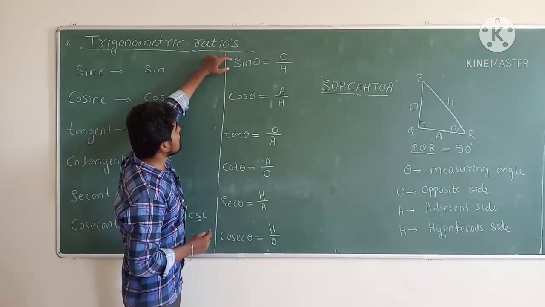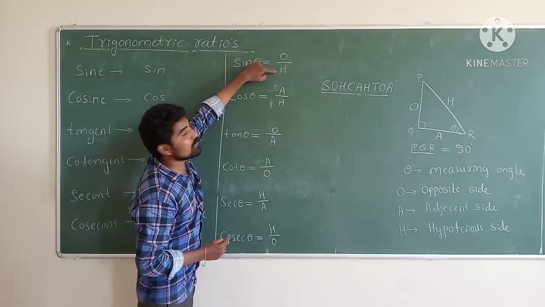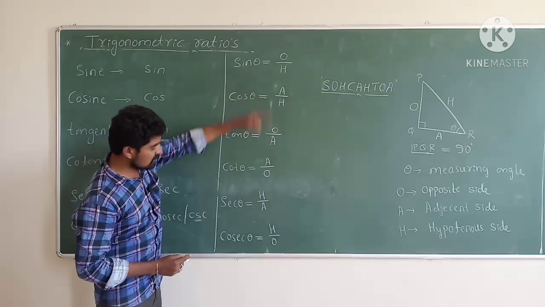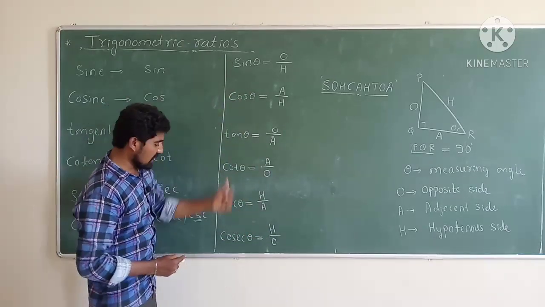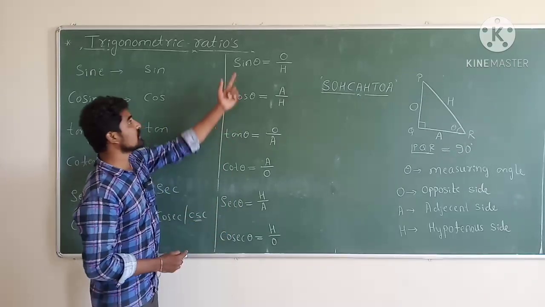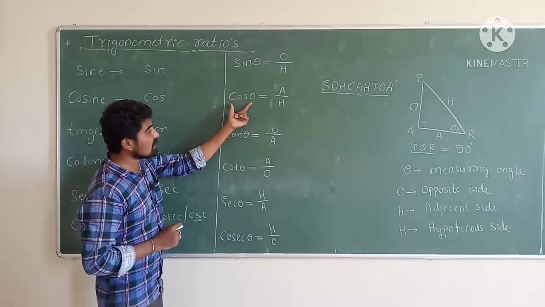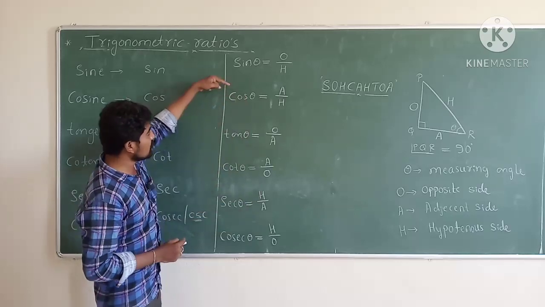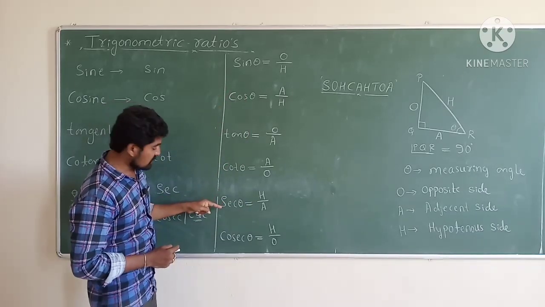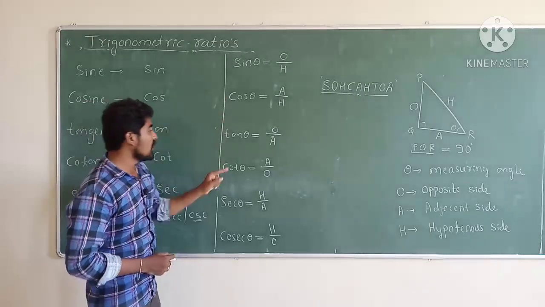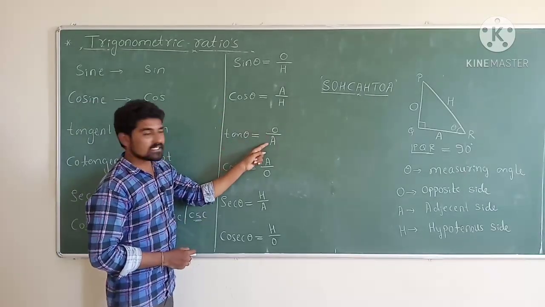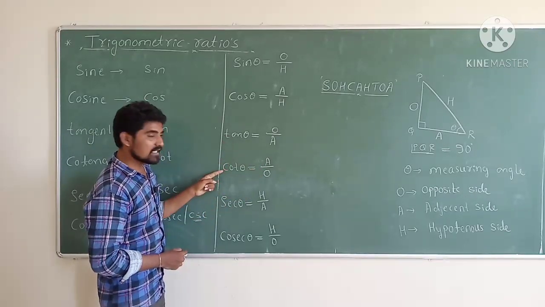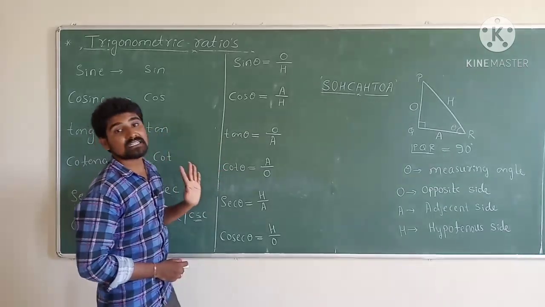We just observe here, the definition of sine theta is opposite by hypotenuse, and the definition of cosec theta is hypotenuse to opposite. So reversal, it means the reciprocal of sine theta is cosecant theta, and the reciprocal of cosecant theta is sine theta. Cos theta is adjacent divided by hypotenuse. Sec theta is hypotenuse divided by adjacent. It means cos theta is the reciprocal of sec theta, or sec theta is the reciprocal of cos theta. Tan theta is opposite by adjacent, cot theta is adjacent divided by opposite. It means the reciprocal of tan theta is cot theta, or the reciprocal of cot theta is tan theta.